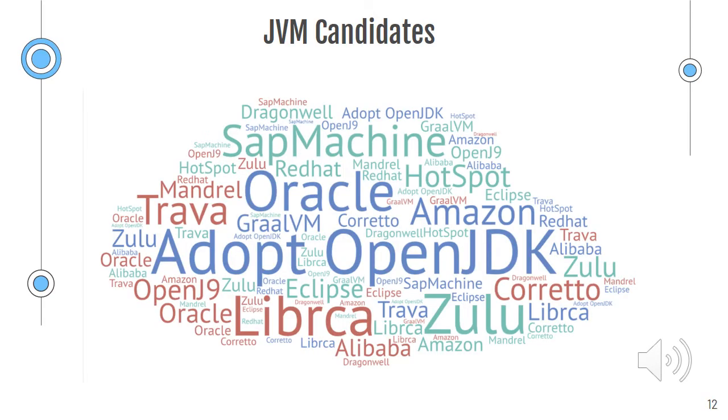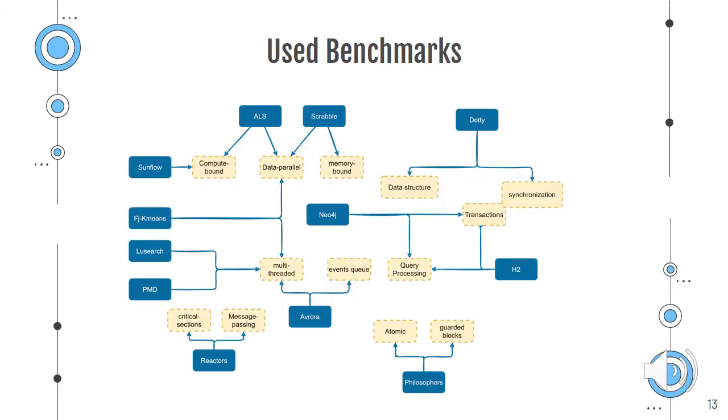To answer the first question, we gathered more than 85 JVM candidates from more than 11 providers, and then we ran a set of benchmarks on them to see their energy behavior. Moreover, each benchmark has a purpose to test a different aspect of code. We used the most famous state-of-the-art benchmarks, which are DaCapo and Renaissance. And in this slide, we can see the focus or the target of each set of benchmarks. As an example, we used Aurora for event queues, and we used ASL for more data-oriented work.